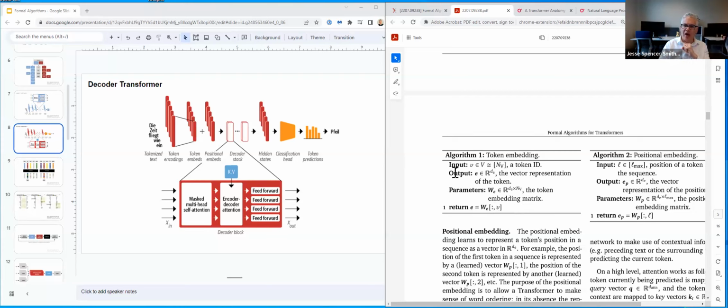Notice what we have here: input, output, parameters, return. Input, what we put in. Output, what we expect to get out of it. Parameters, in this case, that parameter is the full lookup table. Given token number 5, what should be that first 768-dimensional vector to represent it? Well, it's going to be a lookup table.